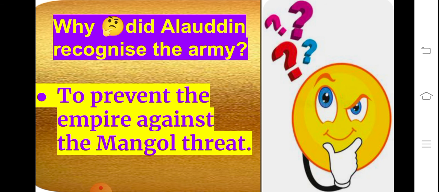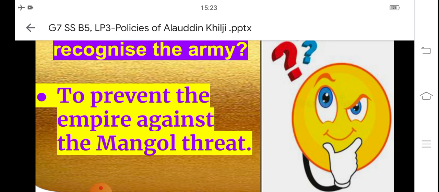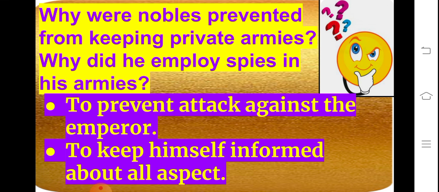Now, why did Alauddin reorganize the army? Alauddin Khilji reorganized the army in order to safeguard the empire against the Mongol threat and internal rebellions of the nobles. Why were nobles prevented from keeping private armies? And one more question, why did he employ spies in his armies?